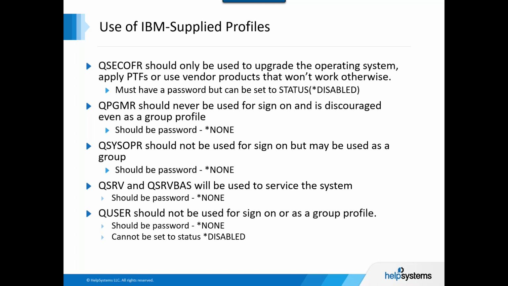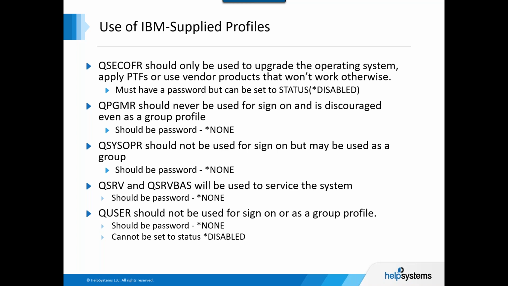Now, QPGMR is the next one that I see being abused, and that's because a lot of people have made it a group profile for their developers, and a lot of vendors have chosen to use QPGMR as the owner of their utility. So by making programmers a member of that group, if you have one of those utilities or programs on the system that is owned by QPGMR, guess what? All of your programmers own it as well.